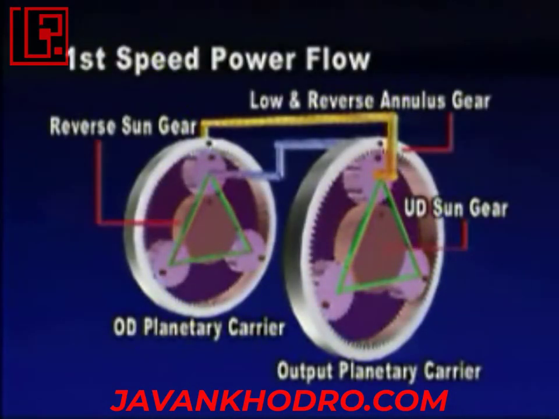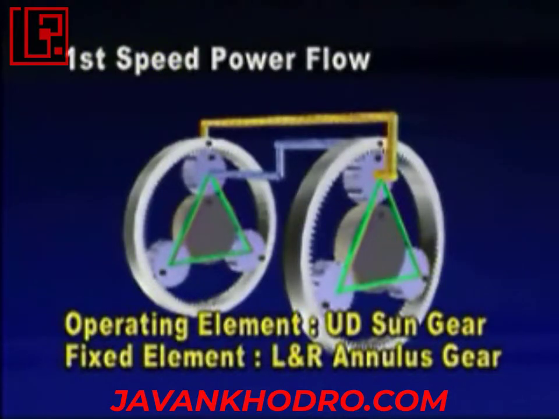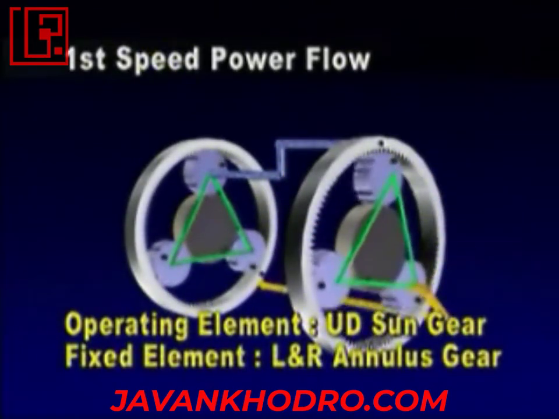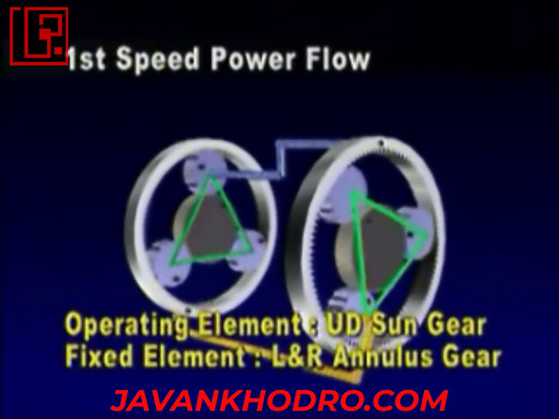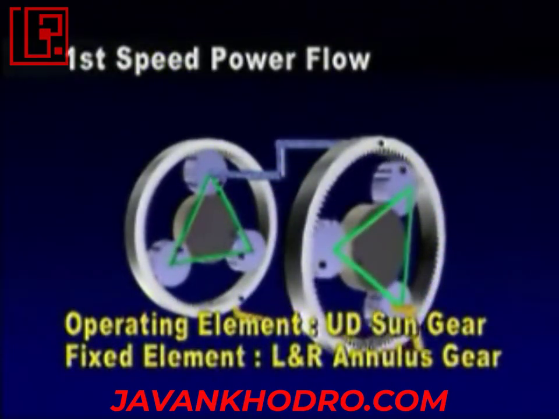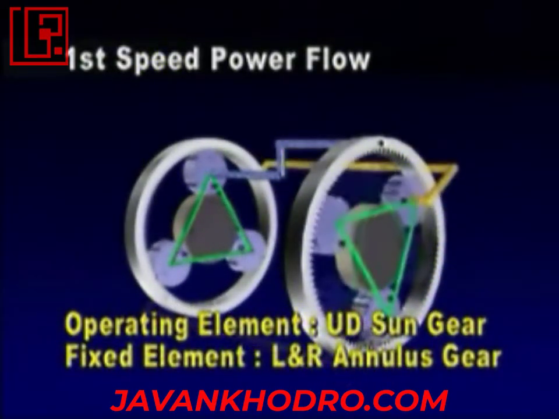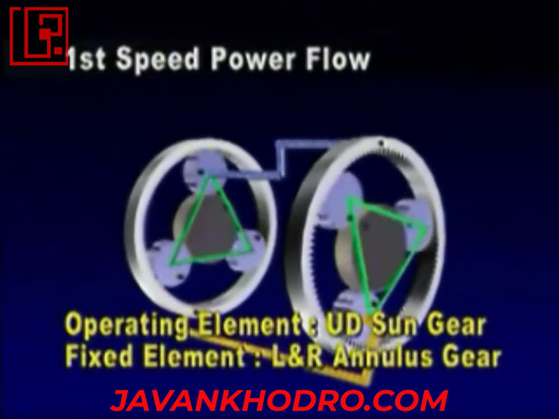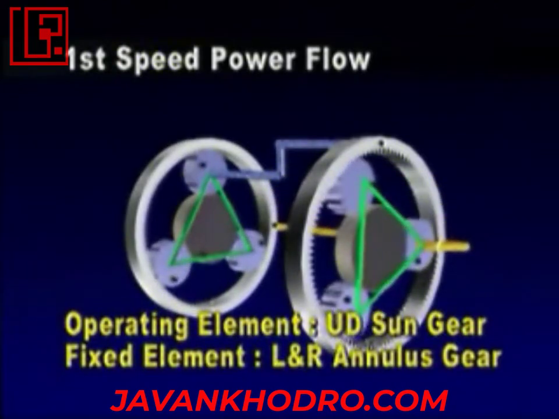First, engine power passes through the torque converter and the oil pressure connects the underdrive clutch. Then the underdrive clutch rotates the sun gear to transfer the power. The output gear that is connected to the sun gear rotates in the opposite direction. Then the output planetary gear rotates to the right because the low and reverse annulus gear is fixed. The power is output and transferred to the wheels.